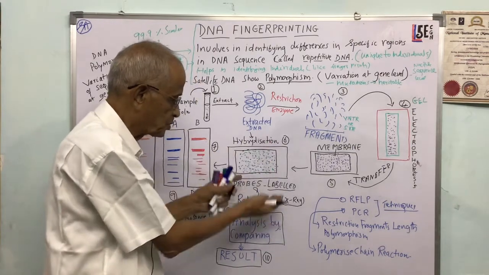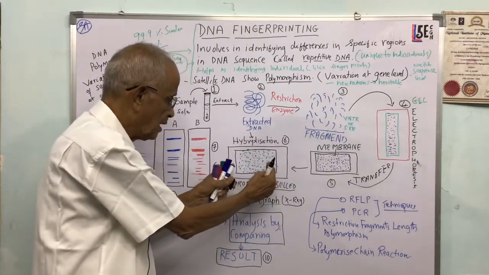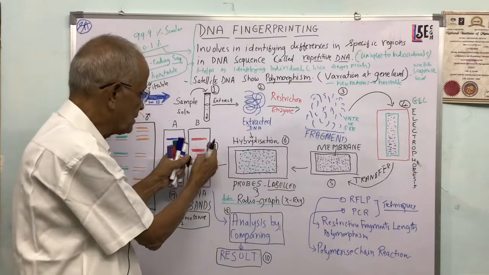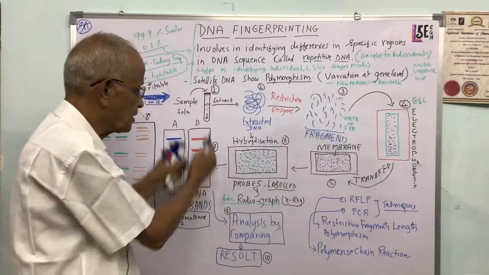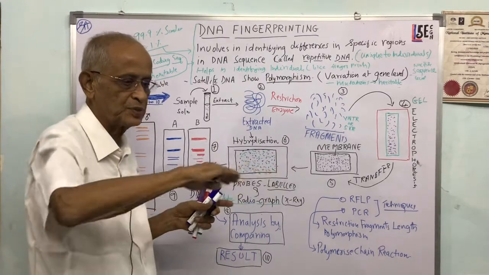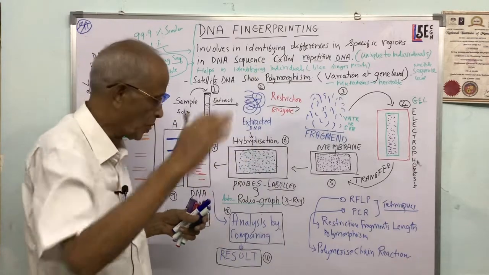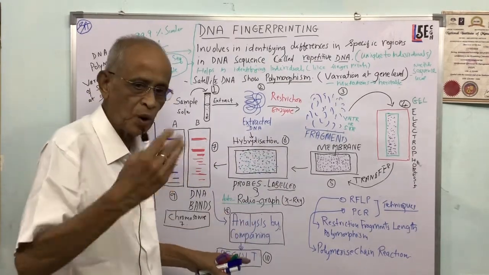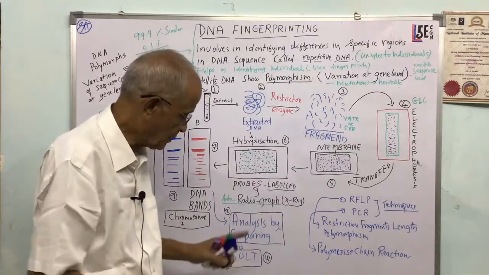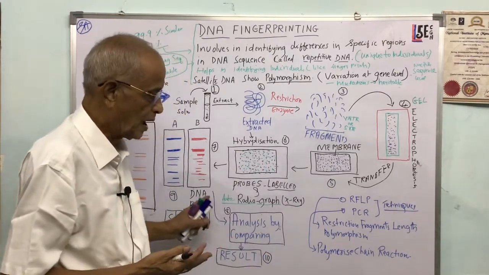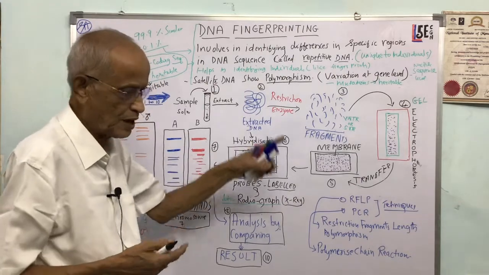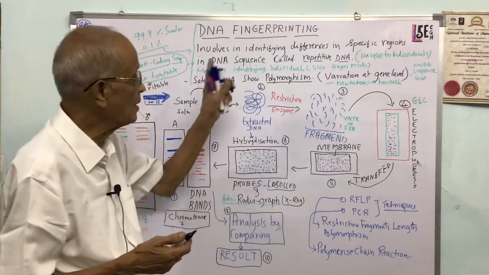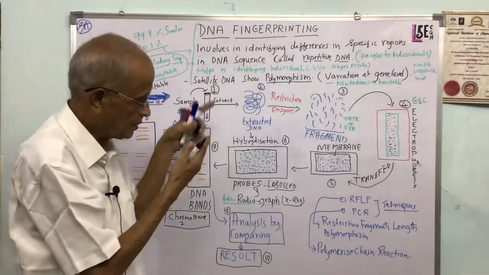When they subject the membrane to X-ray, they get the bands of DNA, where various types of bands of DNA may be there, and then the analysis takes place by comparing with a known reference point. The result will come out, and that is the steps involved in the DNA fingerprinting technique.